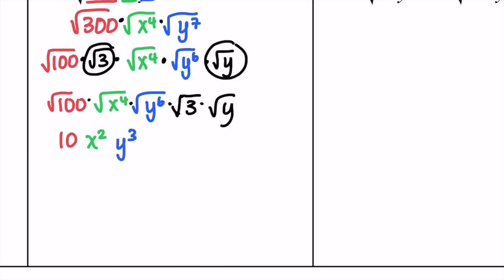And if this is confusing you, this is actually y to the 6 divided by 2 power, because I'm raising it to the 6th power, and then I'm taking the square root, and then that simplifies to 3, the power being 3. And then I have the square root of 3 times the square root of y. I can collect that as the square root of 3y. And this is my final answer.